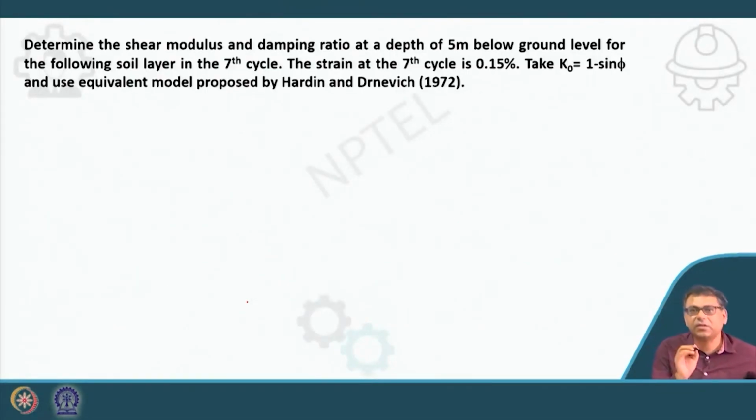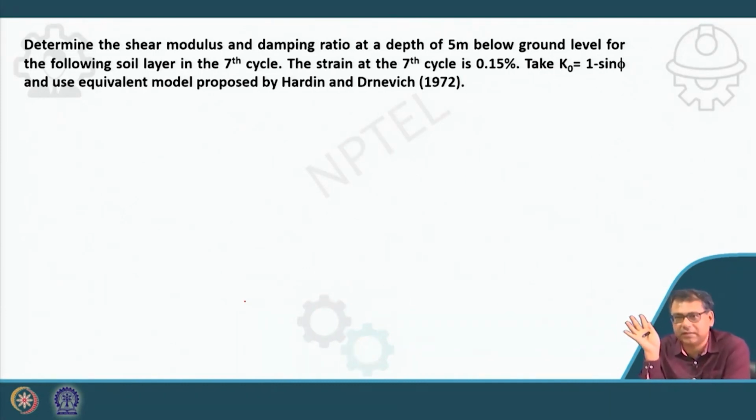Now, let us solve one problem, then you will understand how I will get the shear modulus at any strain level. What is the problem given? Determine the shear modulus and damping ratio at a depth of 5 meter below ground level for the following soil layer in the 7th cycle. That means total 7 cycles we have to determine.